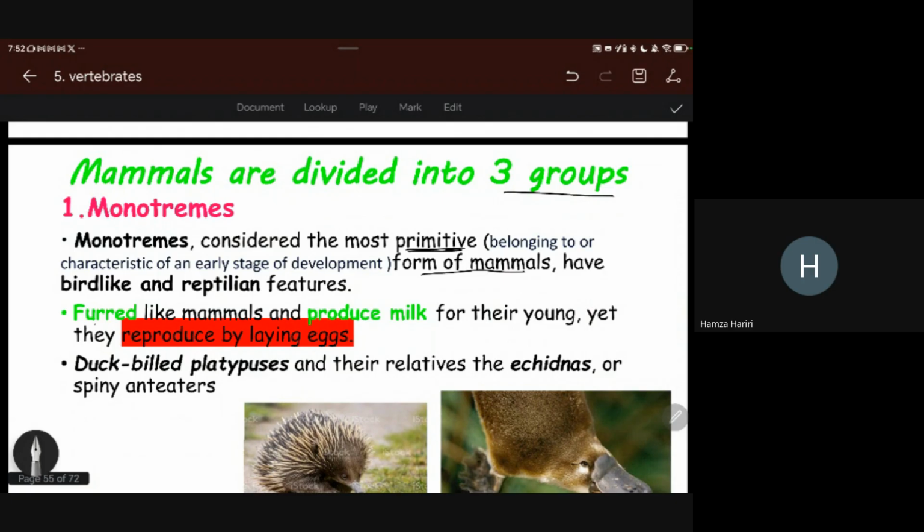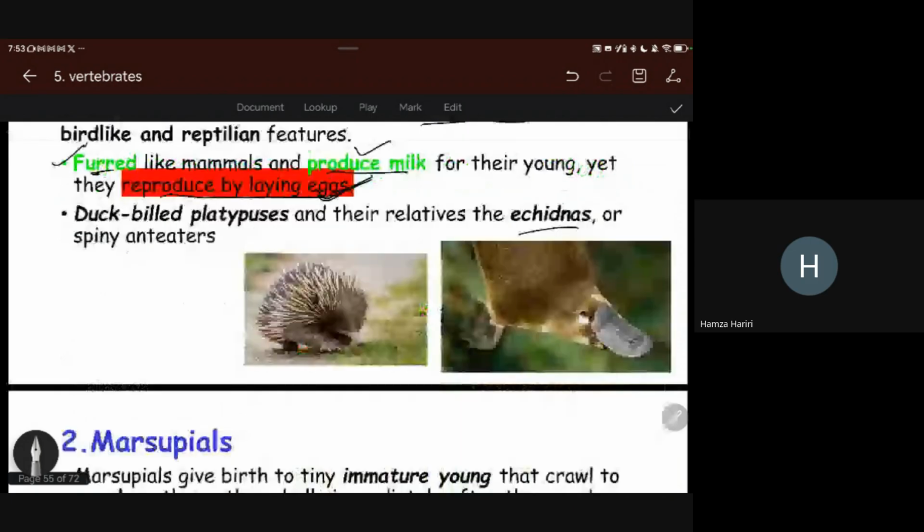They could be furred like mammals and produce milk for their young, yet they reproduce by laying eggs. You see, this could confuse you. This is their specification. They do not have a specific standard. They can be furred, and they can produce milk and lay eggs, which is very odd. Examples are the duck-billed platypus and its relatives, the echidnas. These are just examples.